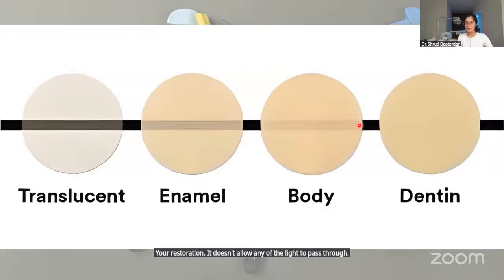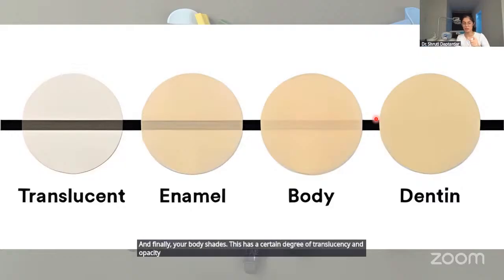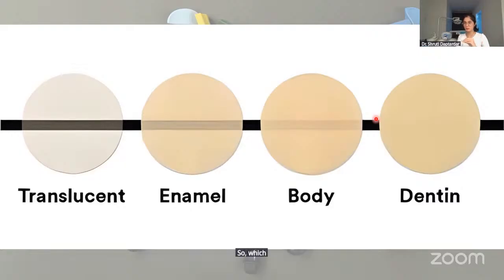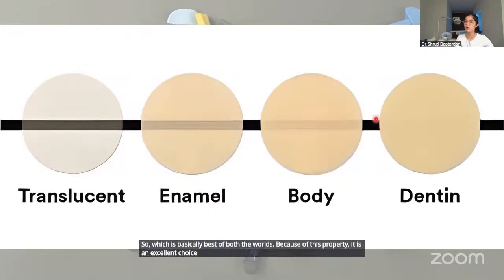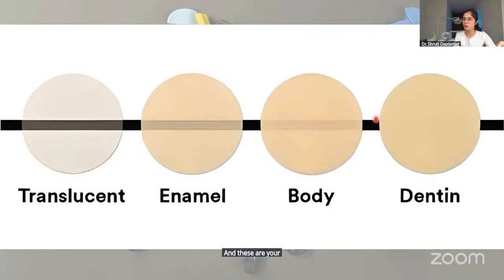And finally, your body shades. This has a certain degree of translucency and opacity and chroma. So which is basically best of both the worlds. Because of this property, it is an excellent choice of material when you're going for a mono shade or a single shade restoration. And these are your universal shade composites.